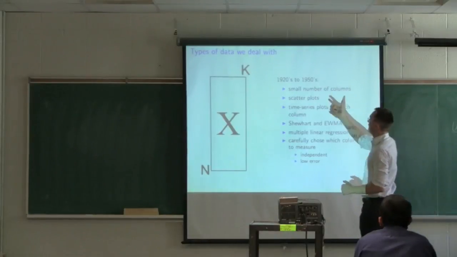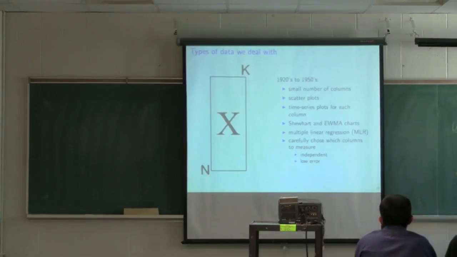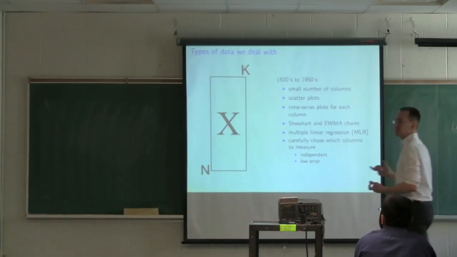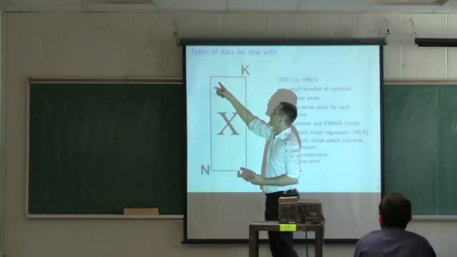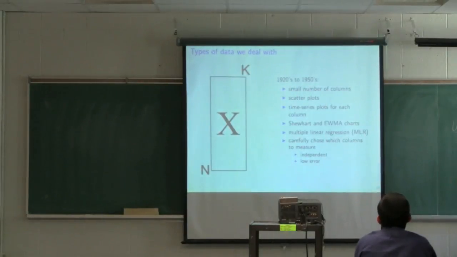In fact, the way that they chose those columns was they used their engineering knowledge and knew this variable is going to be useful to me, this other variable is going to be useful to me, and these two variables measure totally different things. So they would pick those columns that go into the data set X here very carefully so that each column captures something new or interesting about the process.